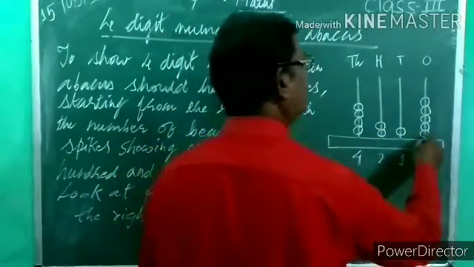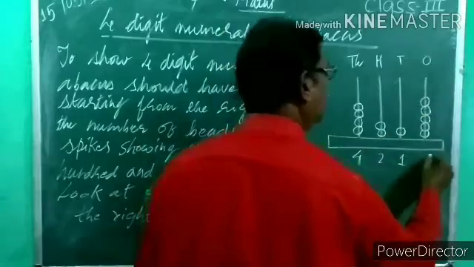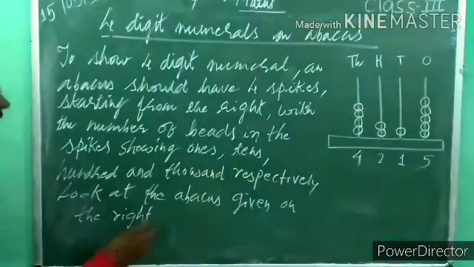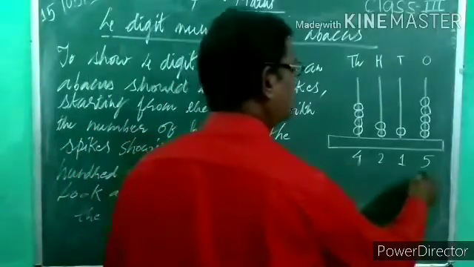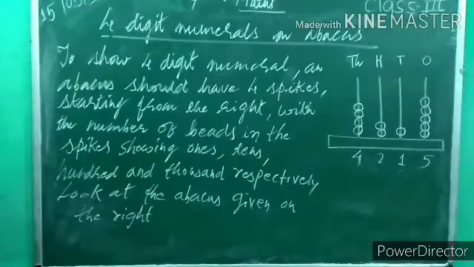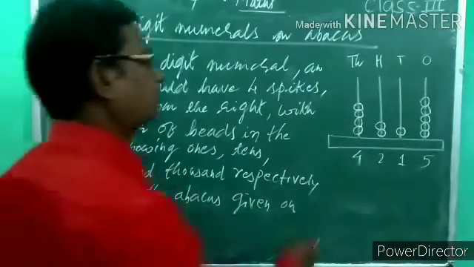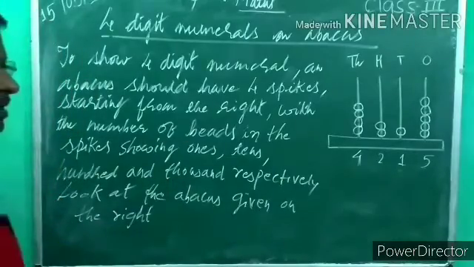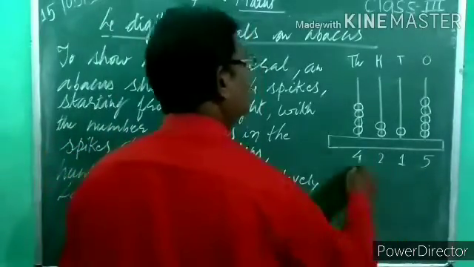And in ones, 1, 2, 3, 4, 5. Total beats there are 5. So the required number we get is 4215. How to read ones, tens, hundred, thousand? 4215: 4200 what? 15. So in this way, if a diagram is given, we can write the number, and that number we can write in words also. How to write in words?